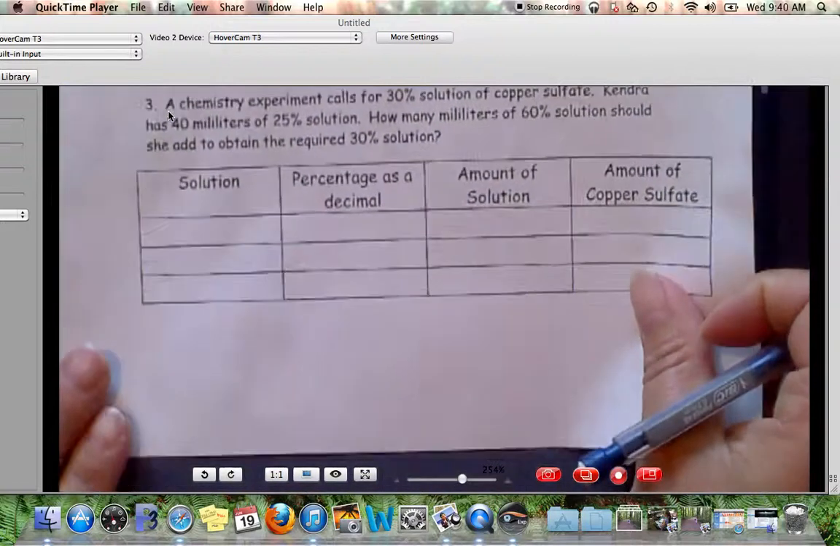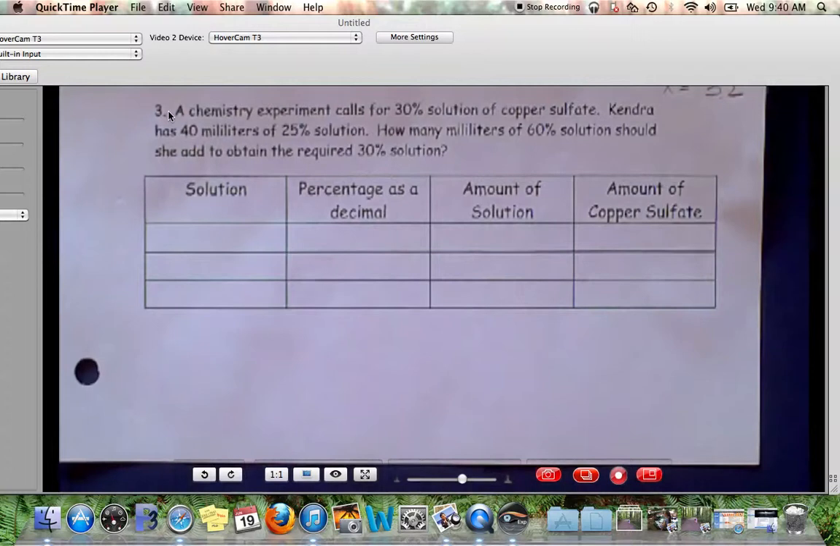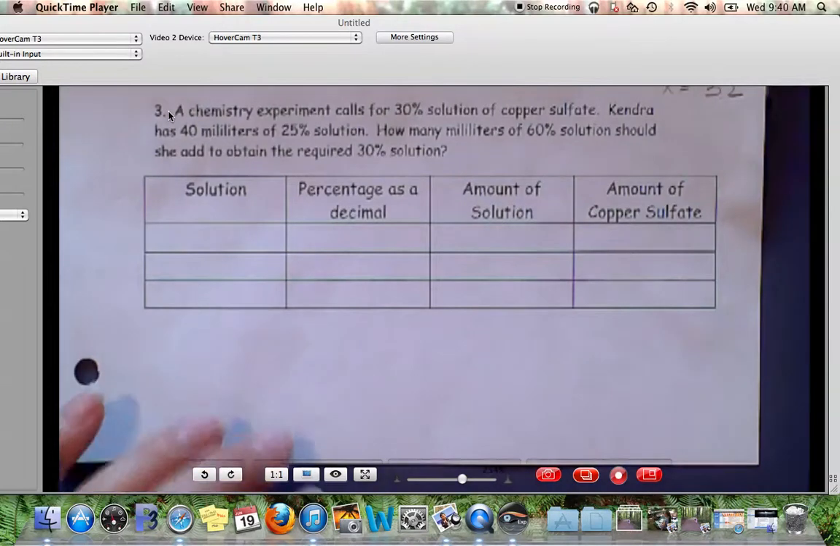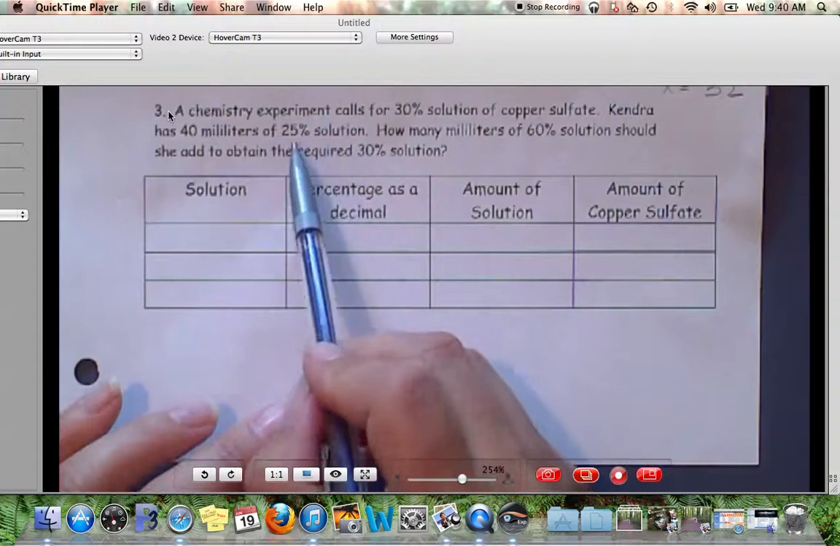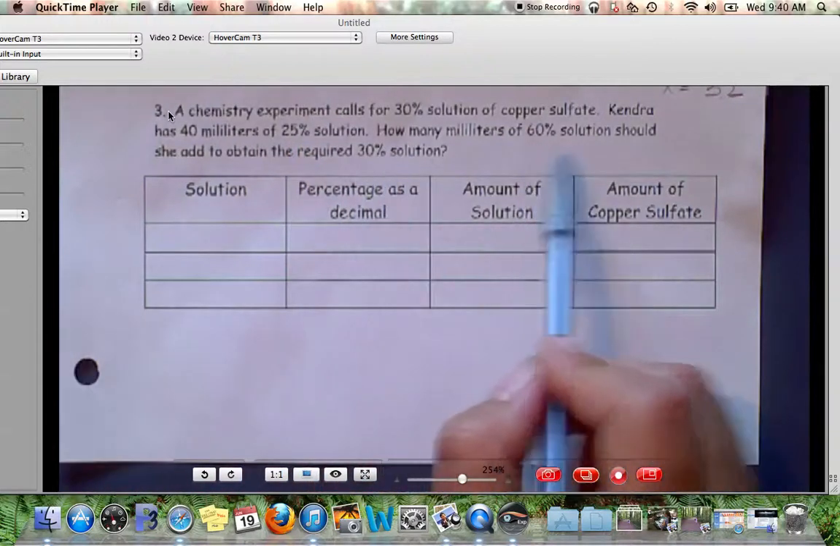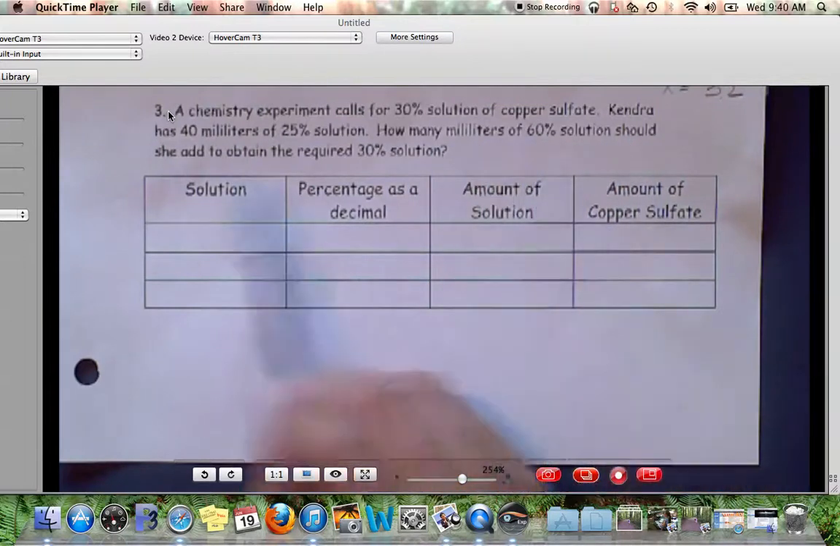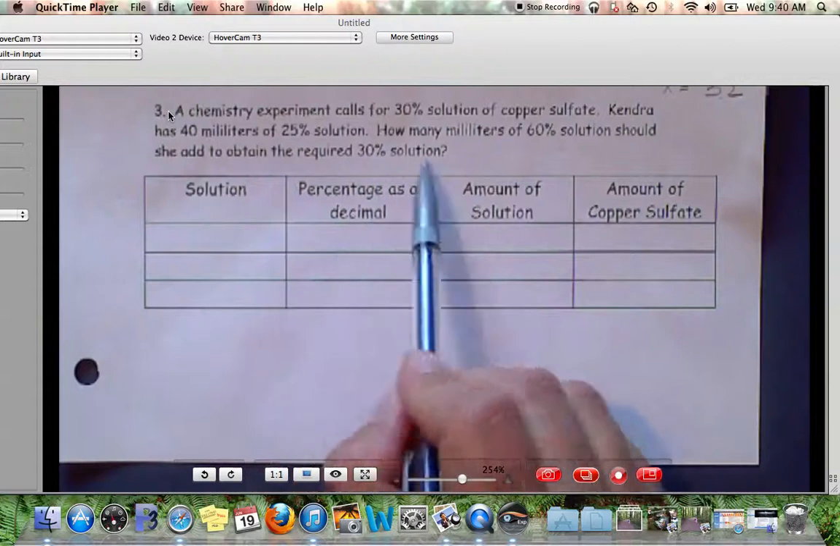Now, speaking of decimals, when you're doing a cost and mixture problem, we often will have to work with a decimal because we're dealing with percentages. So we're mixing things together. It says a chemistry experiment calls for a 30% solution of copper sulfate. Kendra has 40 milliliters of a 25% solution, and she needs to mix it with a 60% solution. How many milliliters of that 60% solution should she add to obtain the 30% solution?